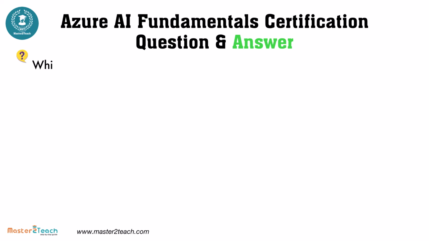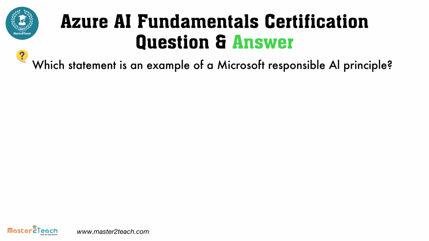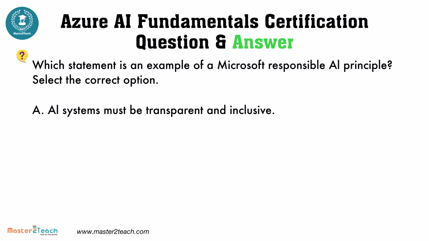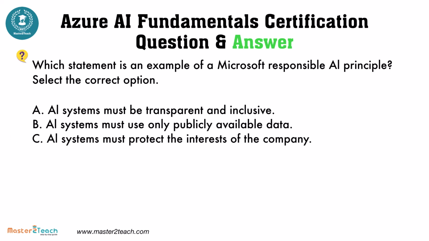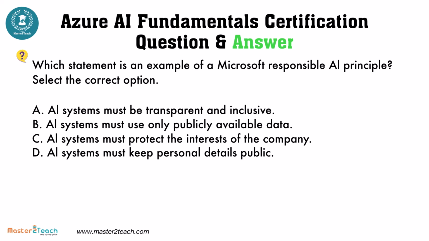Which statement is an example of a Microsoft responsible AI principle? Select the correct option. The options are A. AI systems must be transparent and inclusive. B. AI systems must use only publicly available data. C. AI systems must protect the interests of the company. D. AI systems must keep personal details public.